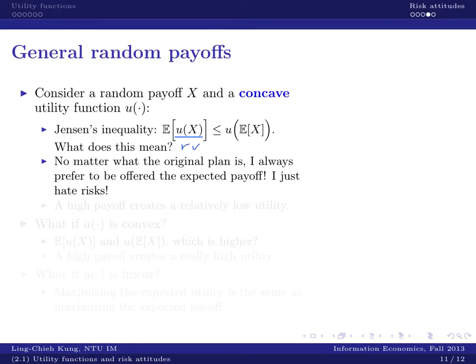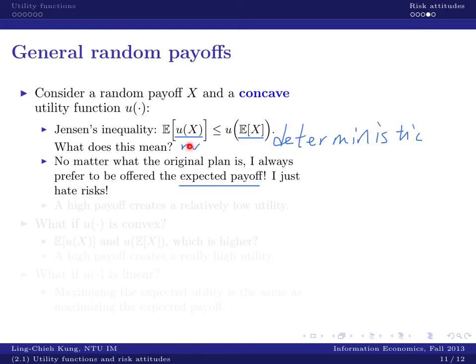Okay, if you look at this more clearly, here this is a random variable. Okay, you don't know what's your payment, so you don't know what's your utility. But here this is deterministic. This is a certain payment. Okay, you just ask for the expected payoff, and that's going to create a higher benefit, a higher utility to you. Okay, so what does that mean?